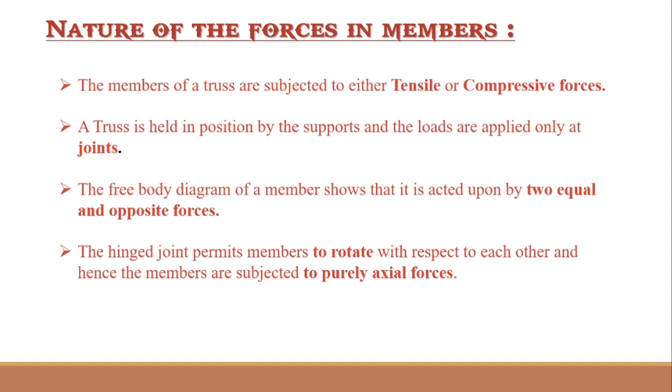This point I'll explain in the problem. Okay, when we cut the truss, there will be two equal and opposite forces so that it can remain stable. Okay, the hinge joint permits members to rotate with respect to each other, and hence the members are subjected to purely axial force. So this hinge joint permits members to rotate. Hinge pin connected members are free to rotate with respect to each other, and these members are subjected to purely axial forces. Okay, purely axial, these were the nature of forces, I'll tell you.